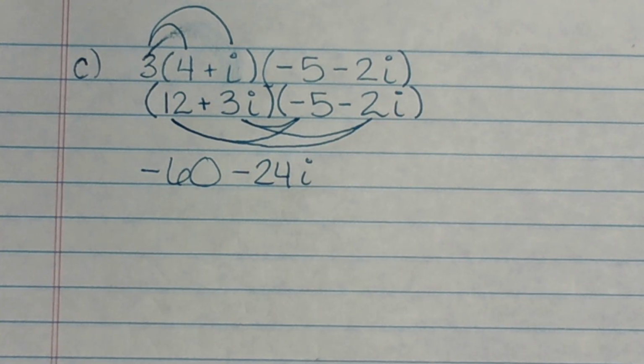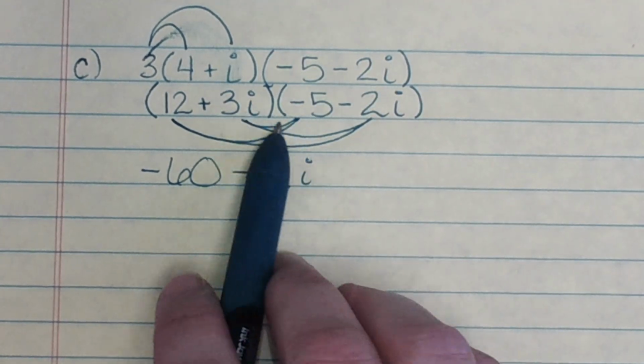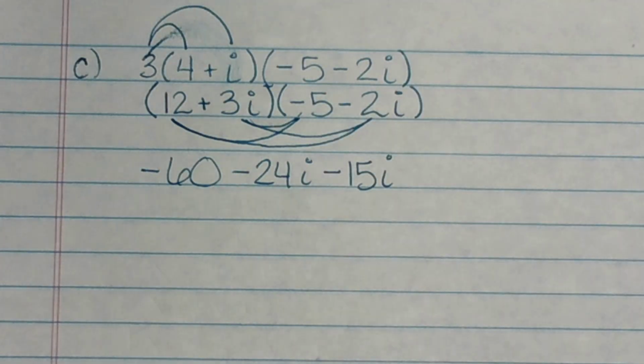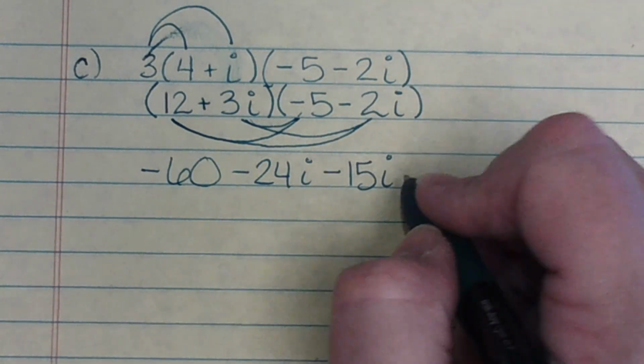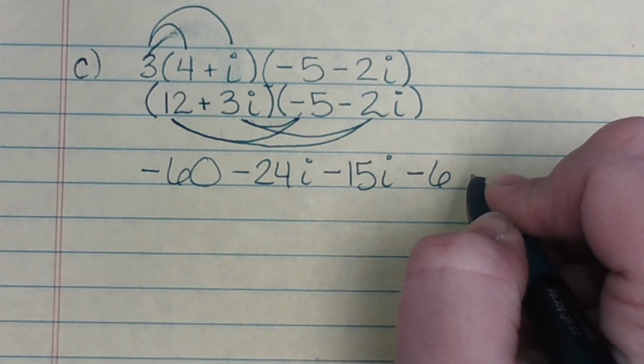Mitchell, what about the 3i times negative 5? Negative 15i. Molly, what about the 3i times the negative 2i? Negative 6i squared. Oh, okay.